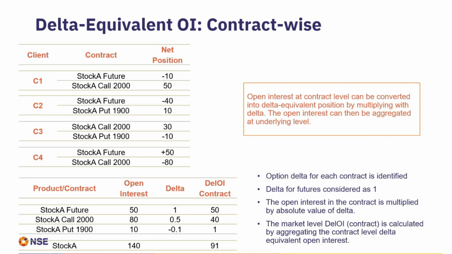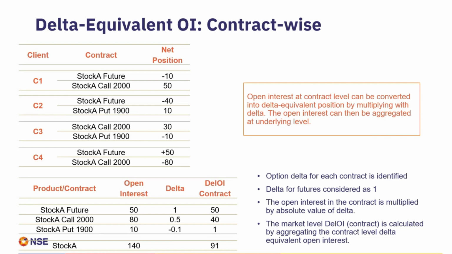Similarly, for the put option, the open interest is 10. So we take this open interest and we multiply it by the absolute value of the delta. So future 50 becomes equivalent 50 in terms of delta.